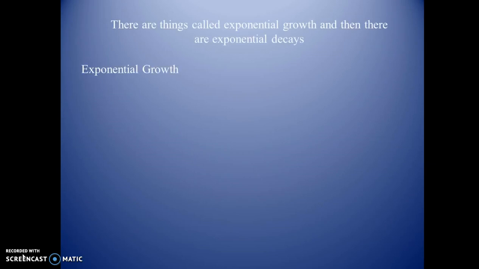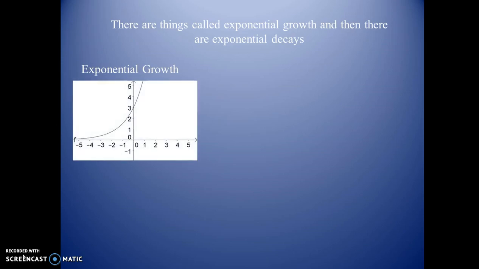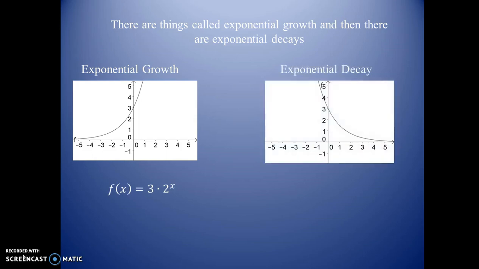There are things called exponential growth, and then there are exponential decays. An exponential growth is when it goes up forever and ever. And this is the equation of that graph: f of x equals 3 times 2 to the x power. And an exponential decay is when it goes down and it bottoms out. It can't go down forever. It just goes down and bottoms out towards something. And the equation for this function is f of x equals 3 times 0.5 to the x power.